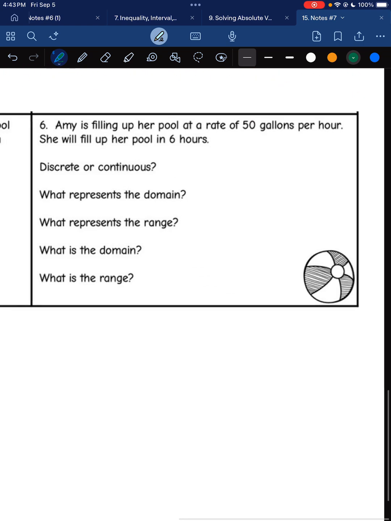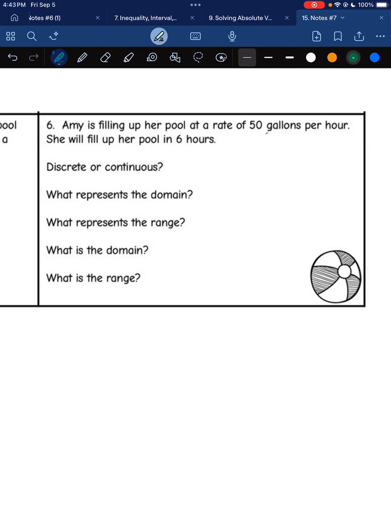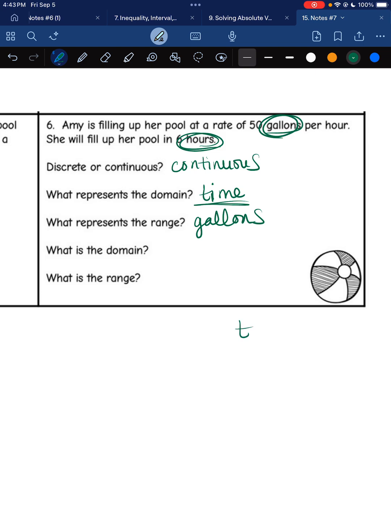Okay, the last one we have, Amy is filling up her pool. We have gallons, and then we have hours. So the one that cannot be changed is the gallons because it's going to be 50 gallons per hour. And then hours or time is your domain. And I've already said this, time is going to be your domain majority of the time. For discrete or continuous, we look at this one. Since time can be decimals, this is continuous, which means I only want 2 numbers on my table.